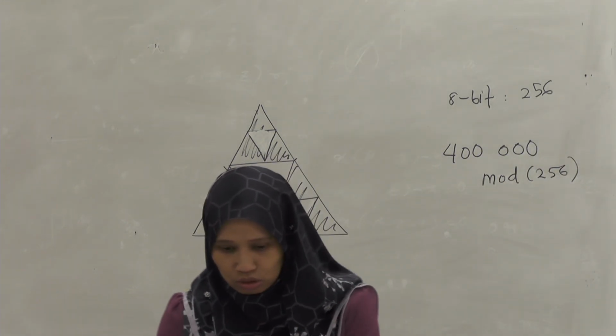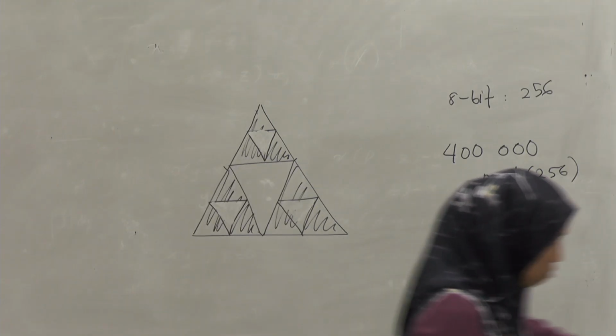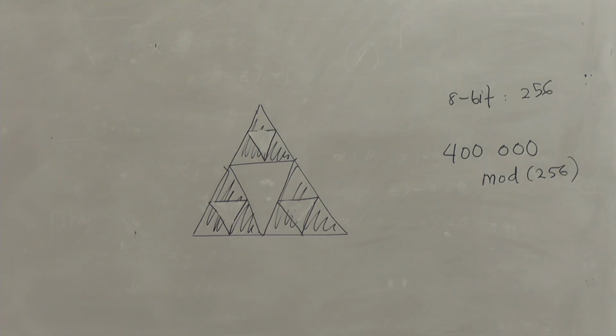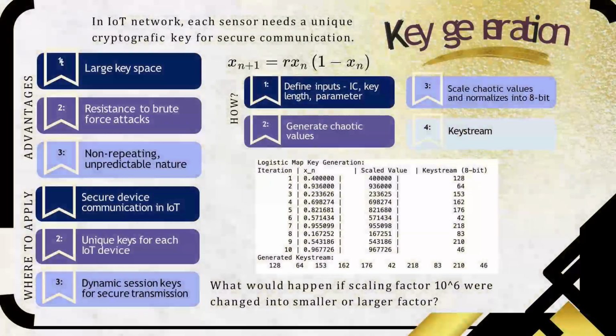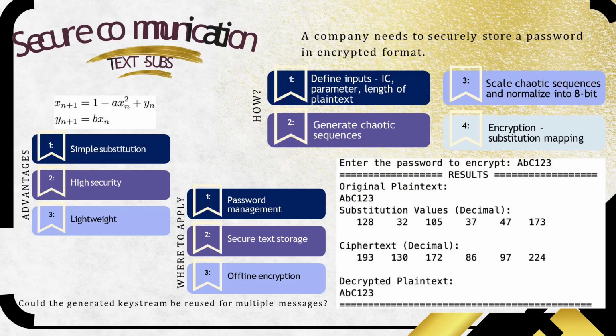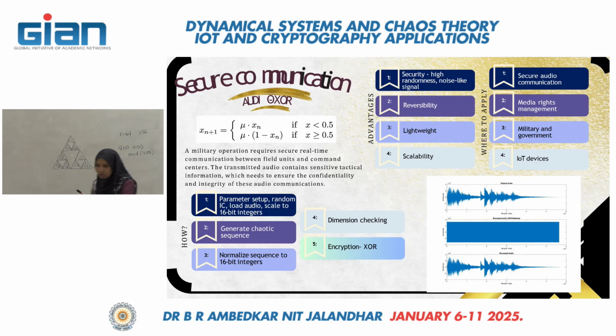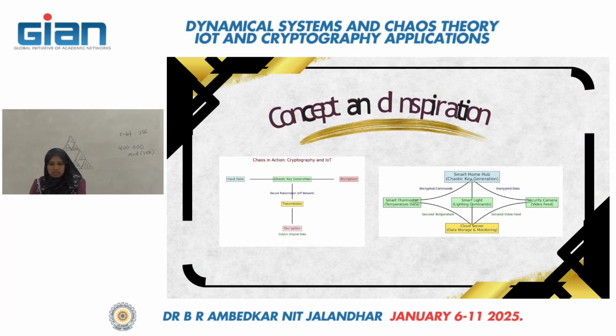Okay, so I mentioned I am using a power of 6 as the scaling factor. My question is, what would happen if I change the scaling factor to a smaller or a larger factor? It depends on your solution as well. So what happens if I am using a smaller factor?